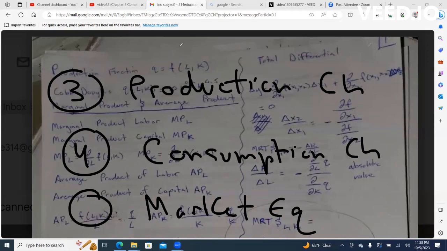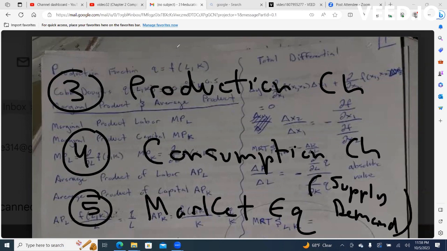What did I write there? That should be a 5. Anyways, market equilibrium will be chapter 5. What I'm kind of rambling about is that it's finally the supply demand. It's not just that. Supply demand comes with many concepts that we take off of the graph. So chapter 3, production choices, chapter 4, consumption choices, chapter 5, market equilibrium.